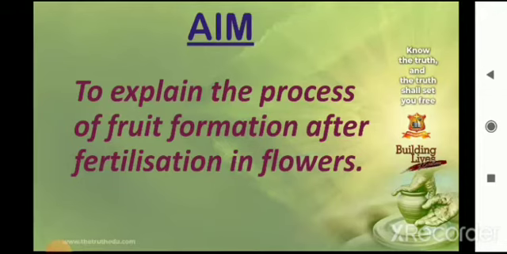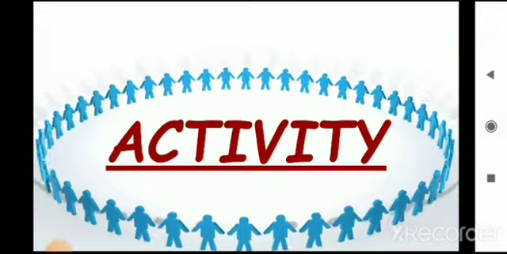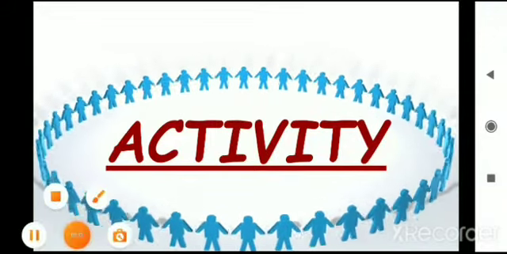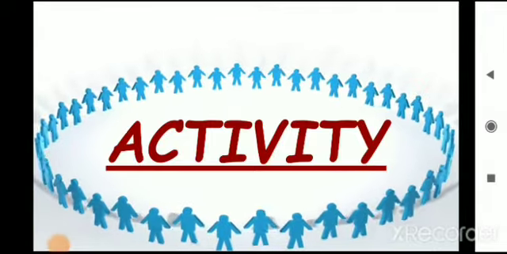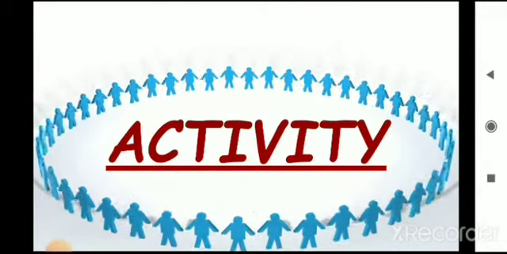Our aim will be what? Our aim will be to explain the process of fruit formation after fertilization in flower. Today we will learn about the process of fruit formation after fertilization of flowers. Okay? What are our keywords? Our keywords are ovary, ovule and pericarp. Okay? Now we will discuss our activity, right? In today's activity, we will learn how a flower changes into a fruit after fertilization. Okay?